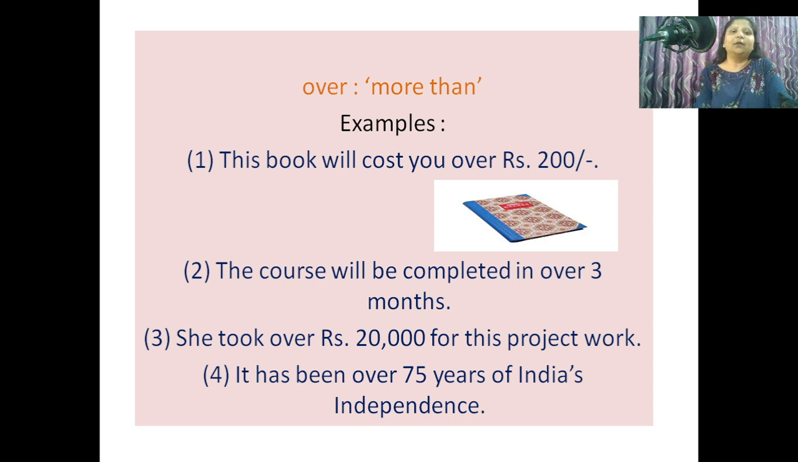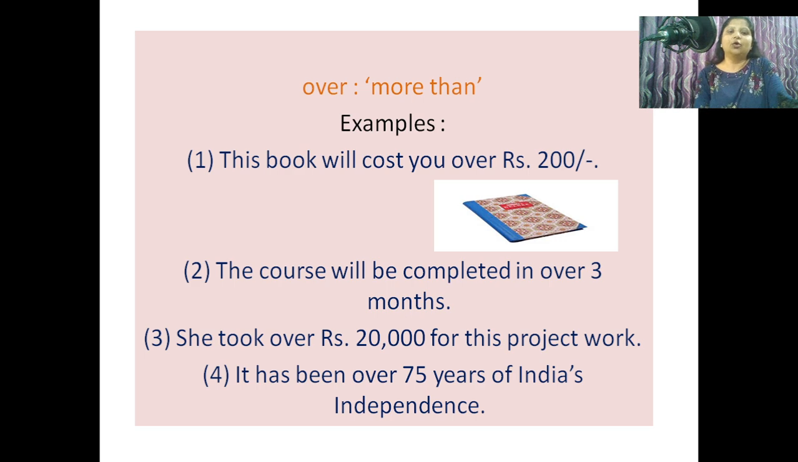Okay, third meaning of over is more than. So in this context you can use over. Some examples are mentioned. Let's have a look at these examples. First, this book will cost you over rupees 200. It means that this book will cost you more than rupees 200. Here over means more than.